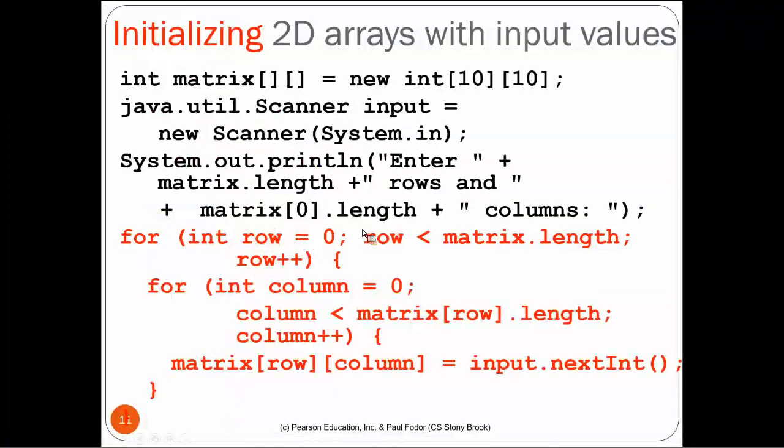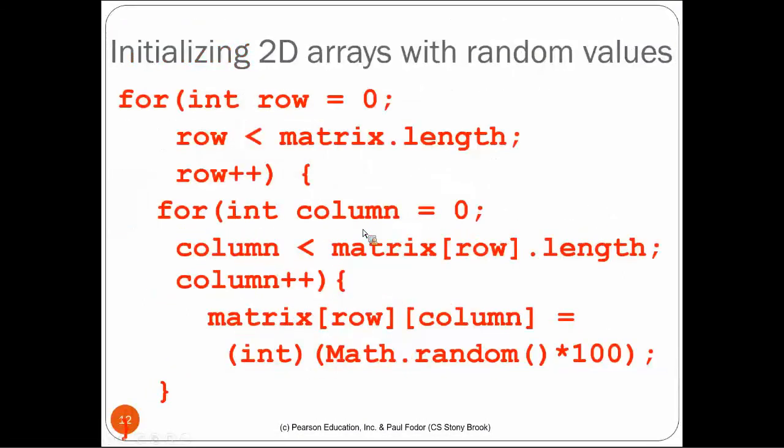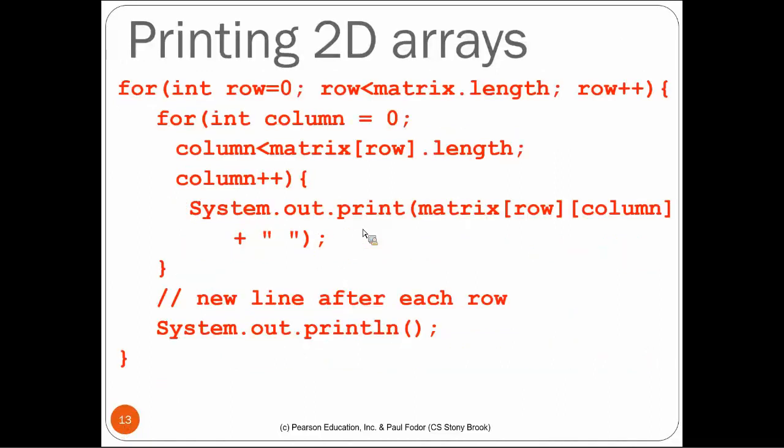We iterate over the rows or over the indices of the matrix. If we want to assign random values, we already did it in the example. We iterate over the rows, we iterate over the columns, and for every element at index row and column, we assign it a random integer. If we want to print the two-dimensional matrix, we already did it in a different way with for each loops.